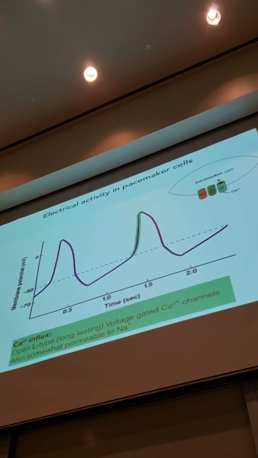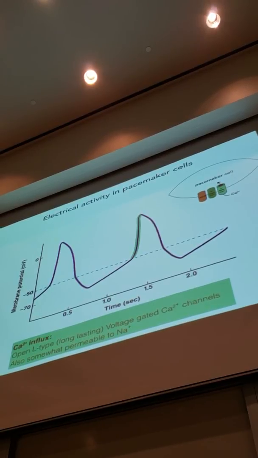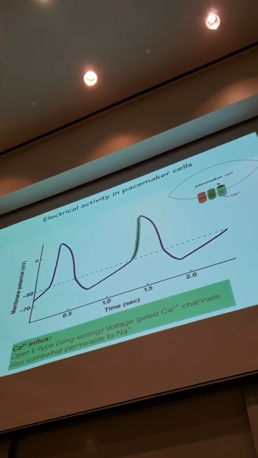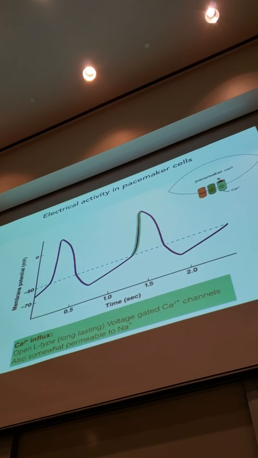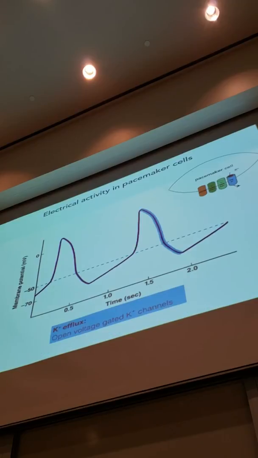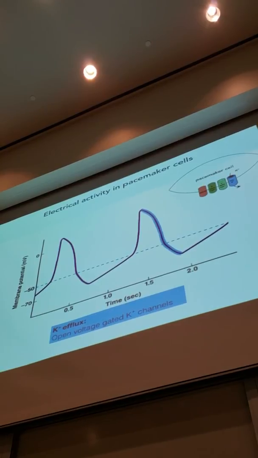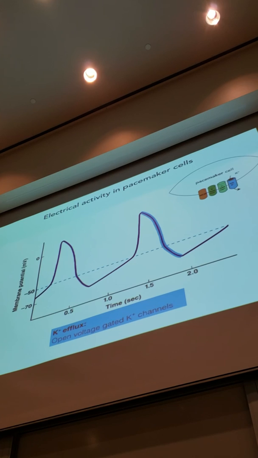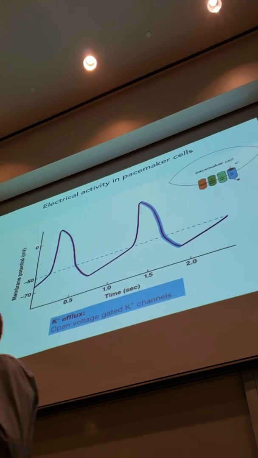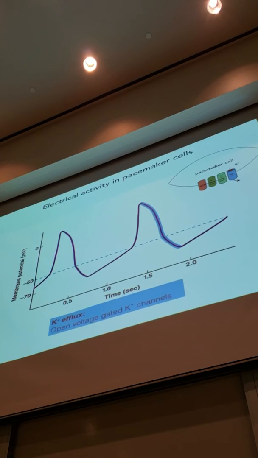Okay, so where is this happening? Pacemaker cells. This is not happening in your atria or your ventricles. This is your pacemaker cells. Last thing that happens is there's a voltage gated potassium channel, which is responsible for repolarizing the cell membrane. It opens in response to a very high depolarization.